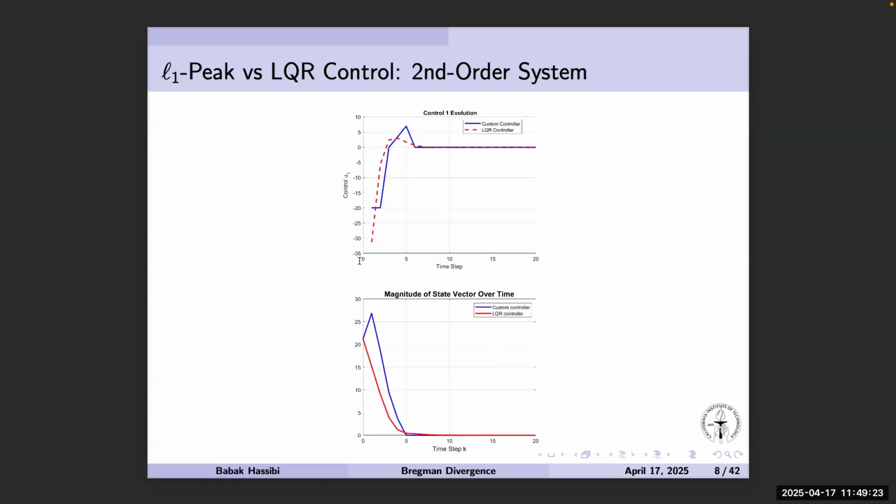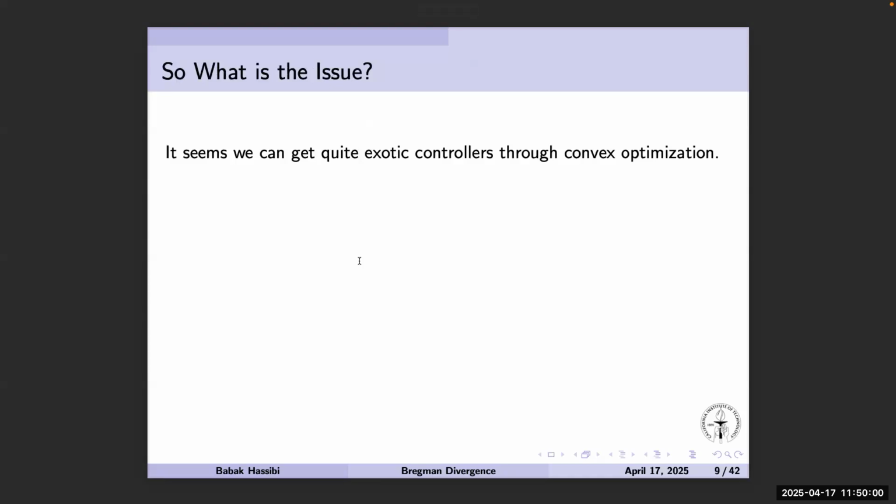It restricts so that the control cannot be as aggressive in the beginning as the LQR. As a result, it pays a bit of a price at the beginning. The state is not behaving as well as the LQR, but because I was putting an L1 cost on the state, after 5 steps it did push it to 0, whereas the red one is going exponential. Because we had put a peak penalty on the control, the behavior at the beginning was bad, but it did push it absolutely to 0.